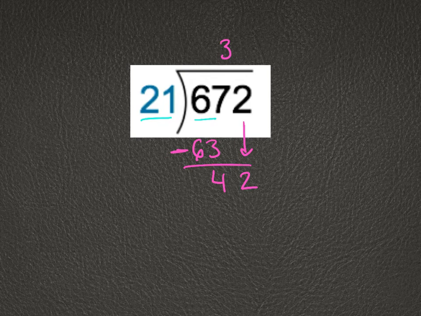So how many times does 21 go into 42? Twice. So we put the 2 up top. We multiply the 2 times the 21. So that would give us 42. Then we subtract. What's 42 minus 42? 0. So that's our remainder. 0. So this is our answer.